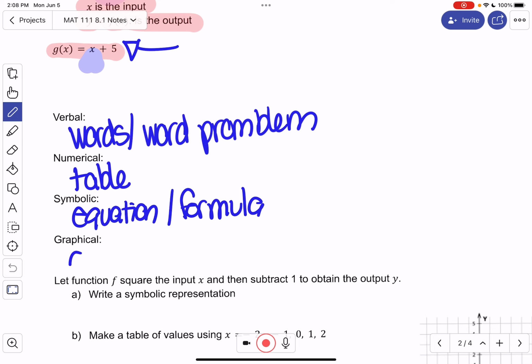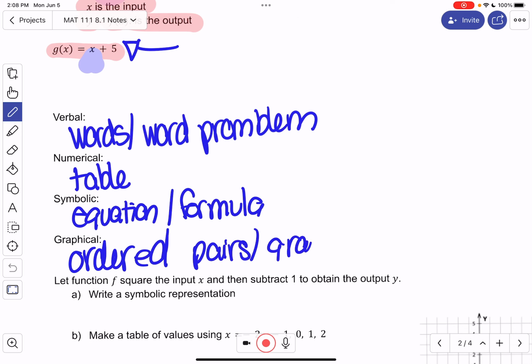And then graphical is either a list of ordered pairs, ordered pairs or an actual graph. So if it's asking you for any of these specific representations, that's what it's talking about.